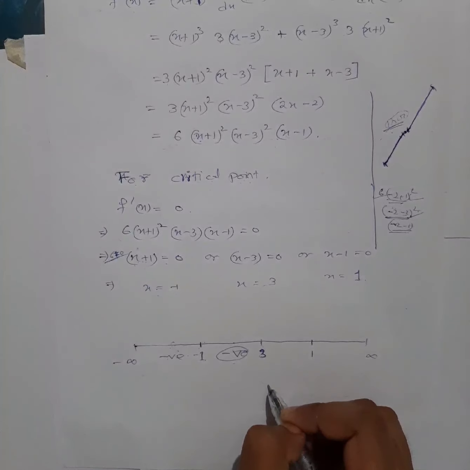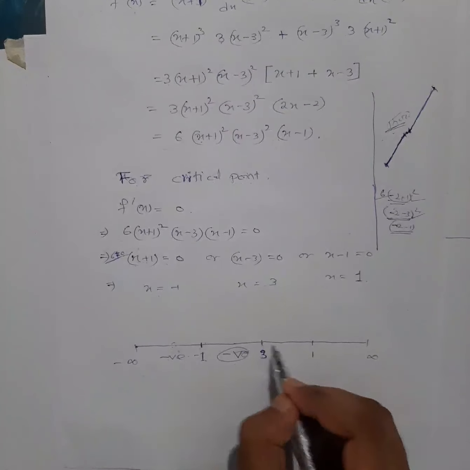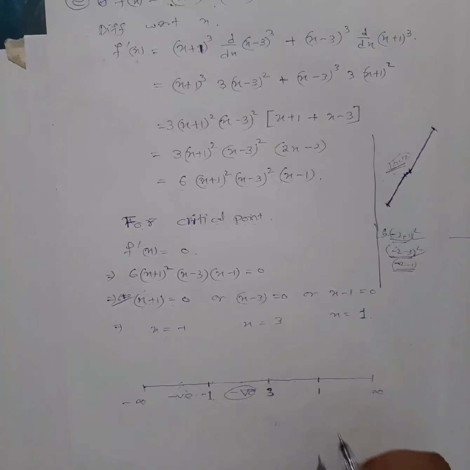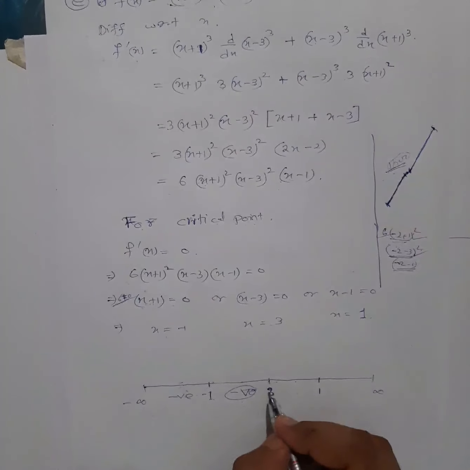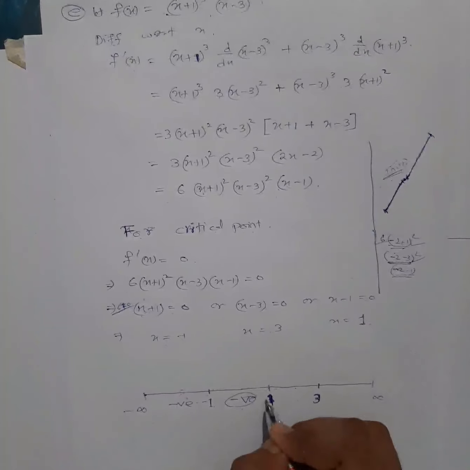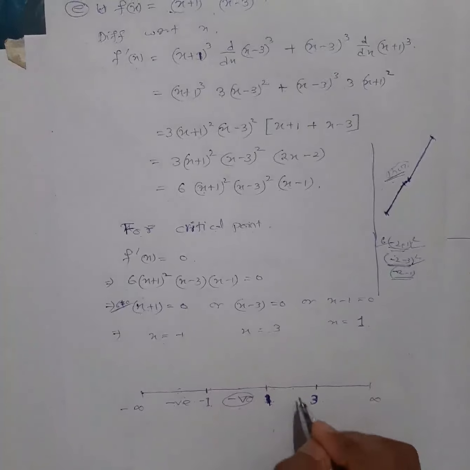Now again at 1 it will be neutral, and then the graph will change. It might be increasing or decreasing. So let's find out what it will be. Take any point between 1 and 3, sorry, I made a mistake, here it will be 1, sorry, what I have written. So -1 to 1 it will be negative. Now for 1 to 3 you take any point.